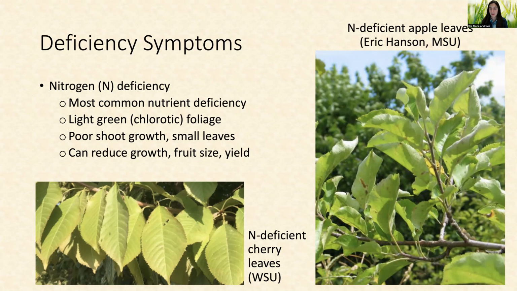So at the bottom left, we've got some nitrogen deficient cherry leaves, which are pretty pale yellow. And then we also have apple leaves that are deficient on the right, which is pretty pale yellow. So these leaves should be a lot darker green. This is a nice characteristic symptom of nitrogen deficiency.